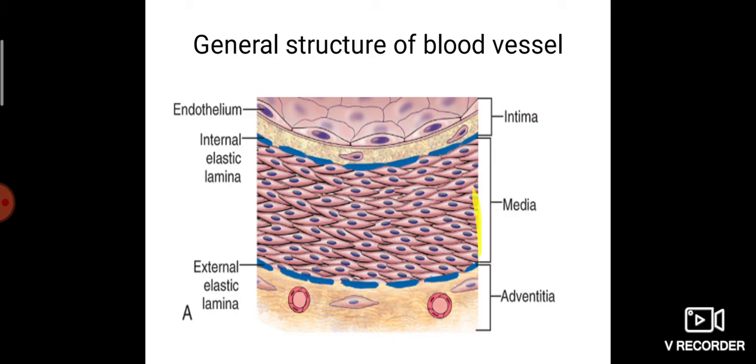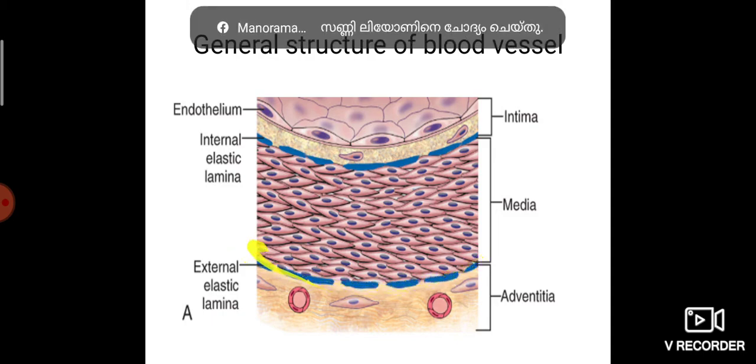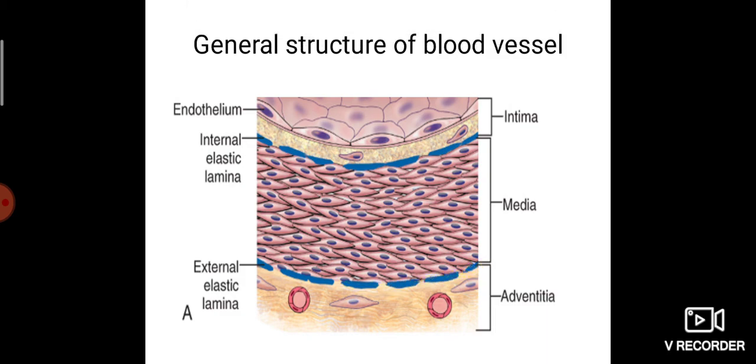Then just below the tunica media, again that bluish area is visible. That is the elastic area which is called the external elastic lamina. So this is the internal elastic lamina, and this is the external elastic lamina.